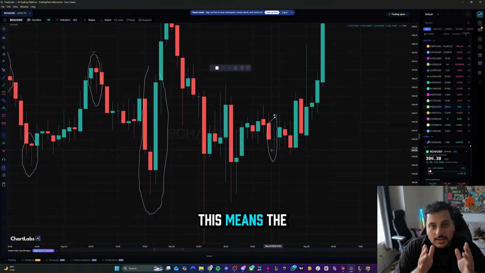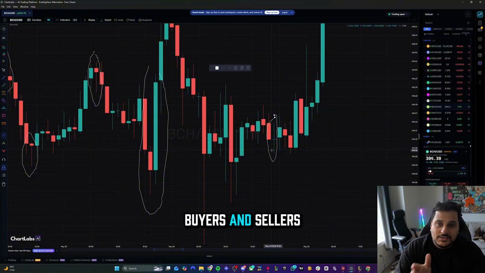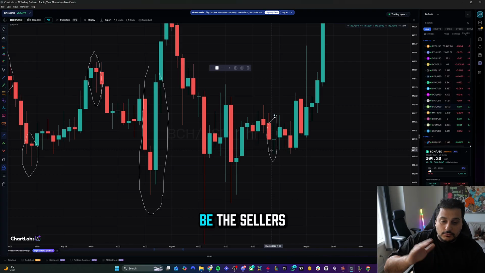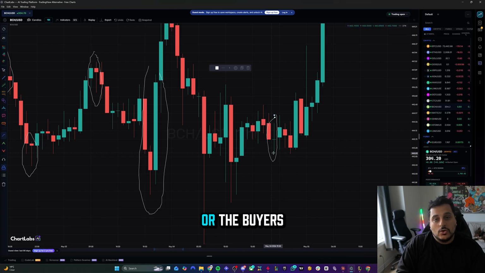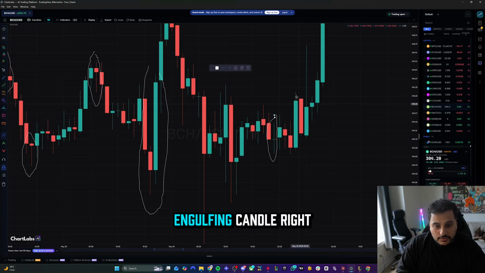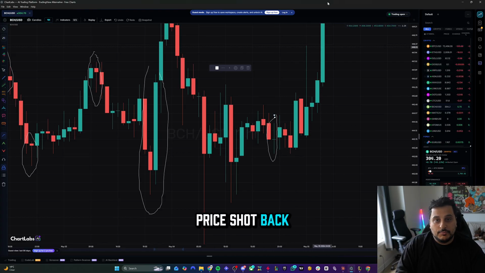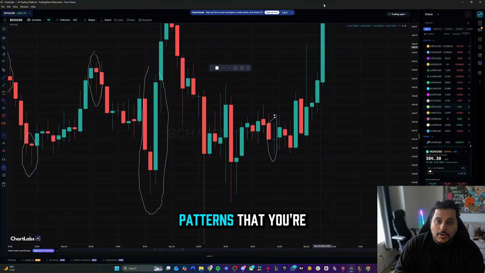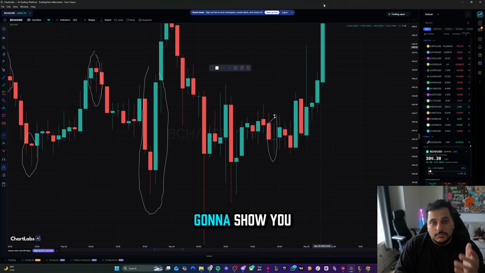This means the same thing for the most part as the pin bar, but the buyers and sellers are very tight, and you have no idea what can happen next. It can either be the sellers go back and take control, or the buyers just come in, which happened over here. For example, we got a doji candle, and then we got a bullish engulfing candle right there, and then the price shot back up. Those are probably the most three important candle patterns that you're going to see. And then the last one I'm going to show you right now.